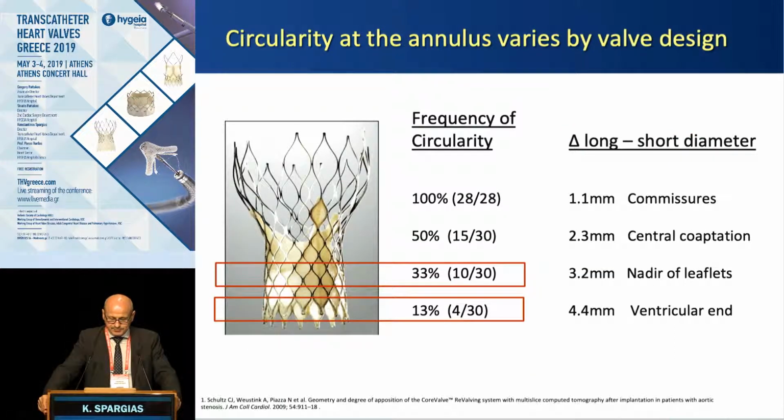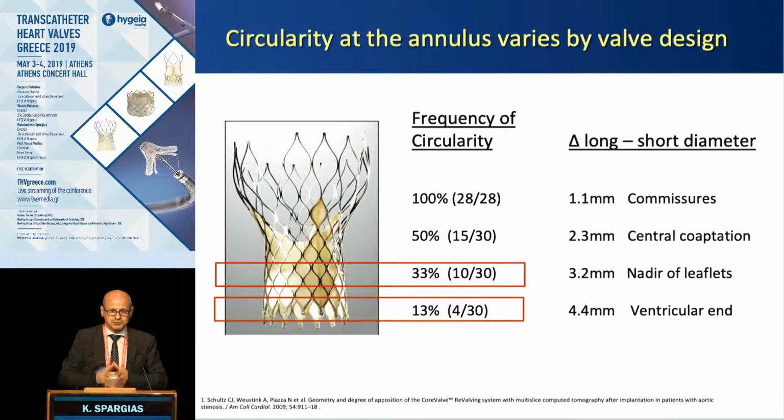With the self-expanding Evolut CoreValve design, this study was with CoreValve, they found that after implantation, we had circularity only at 13% at the inflow of the valve, and at the level of the annulus, this circularity was going up to 33%. So we have to balance in a way the supra-annular design with the circularity.